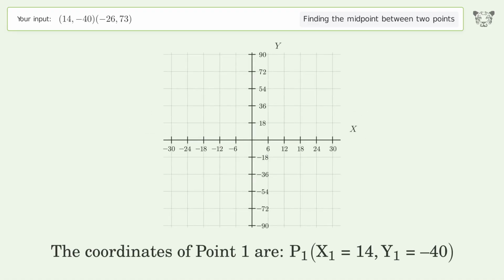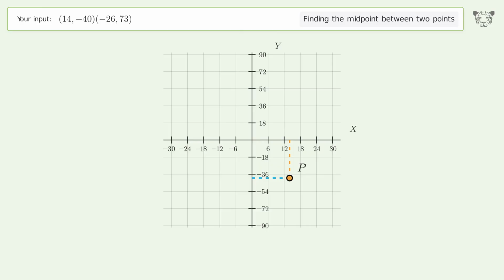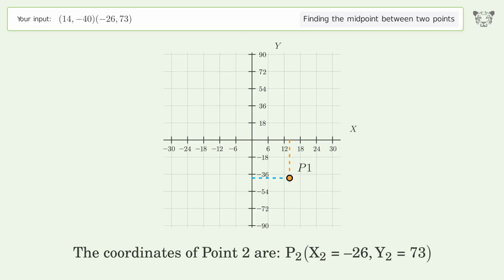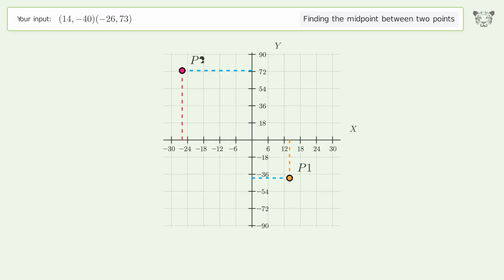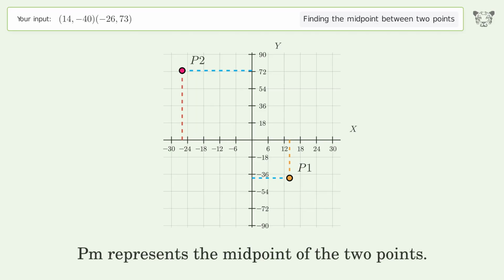The coordinates of point 1 are, x1 equals 14, y1 equals -40. The coordinates of point 2 are, x2 equals -26, y2 equals 73. PM represents the midpoint of the 2 points.